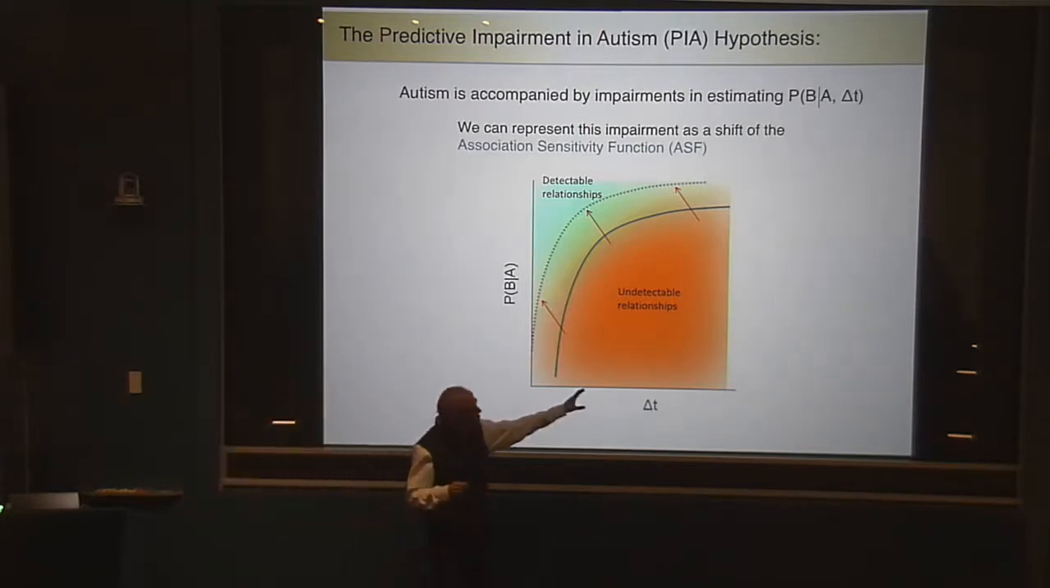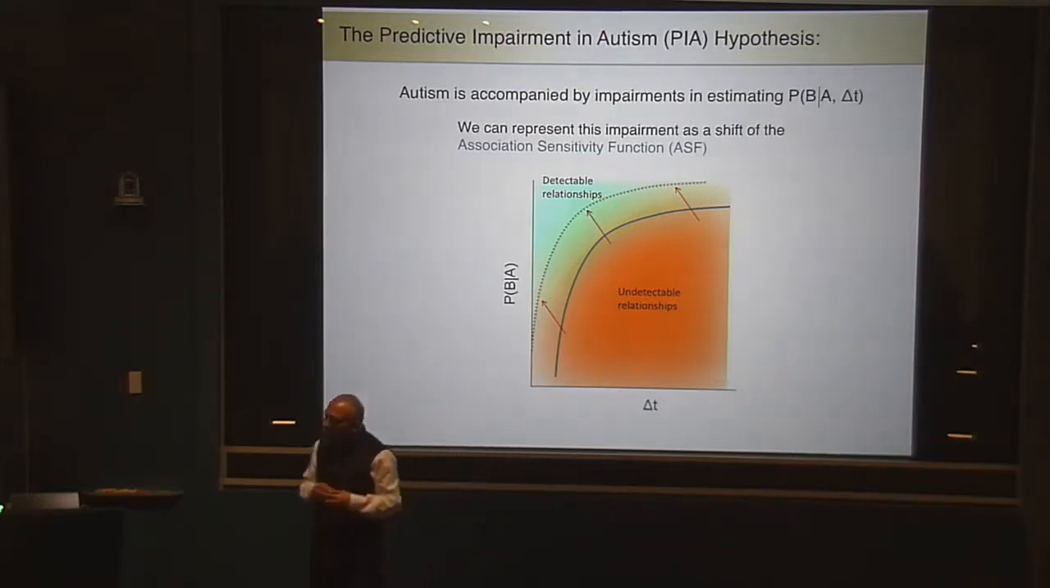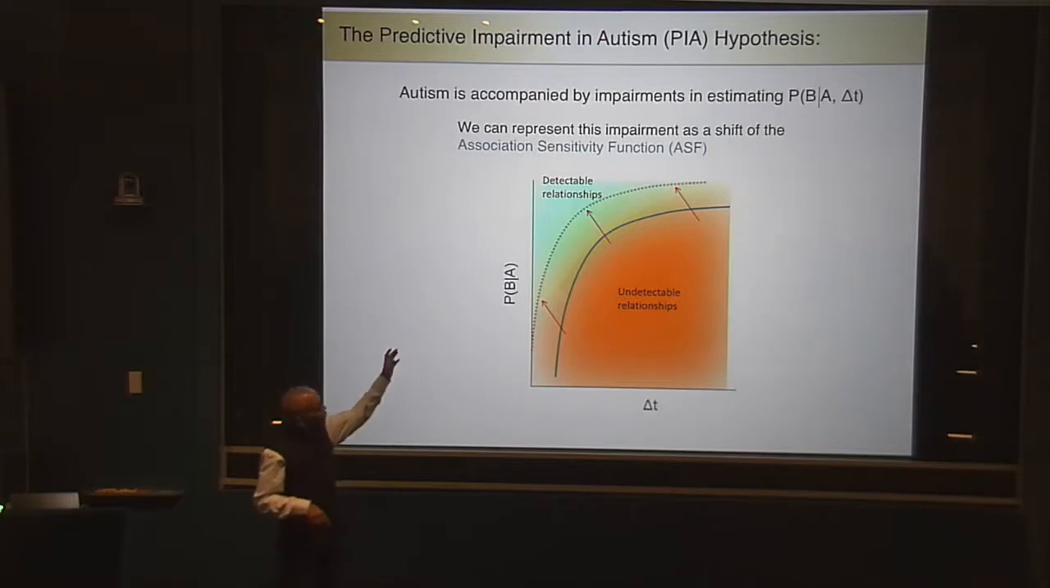then relationships on the lower right are the most difficult to detect, because the strength of the relationship is weak, and one is happening much after the other. The relationships on the upper left are the easiest ones to detect, very strong relationships, and one happens very soon after the other.